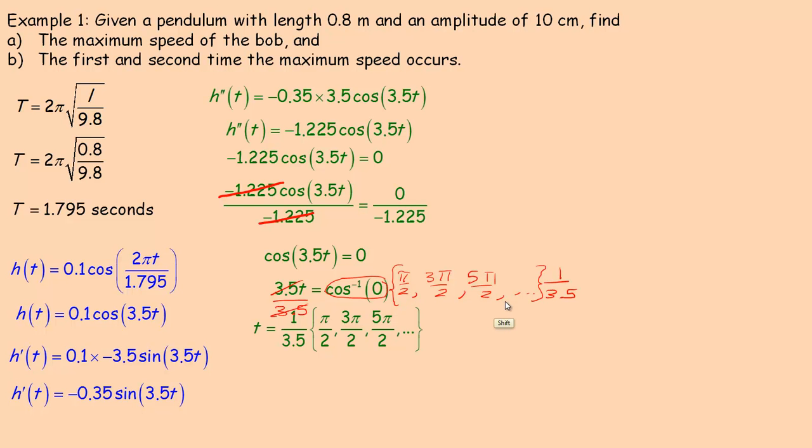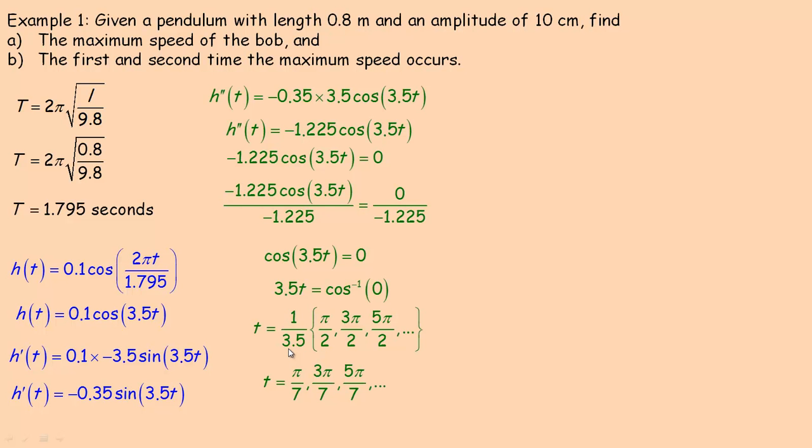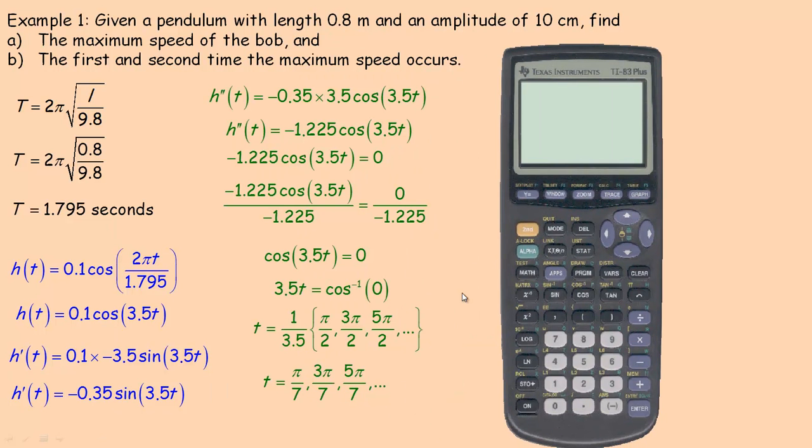Actually, let's get rid of my writings here. Now, the reason I want to write it like that is because this actually simplifies nicely. 1 times pi or 3 pi or 5 pi is pi, 3 pi, 5 pi. And in the denominator, 3.5 times 2 gives us 7s for all these denominators. So it's a fairly nice, relatively simple value. And so I want to evaluate each of these.